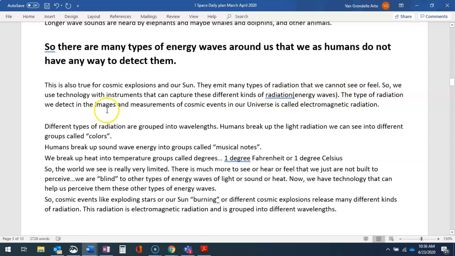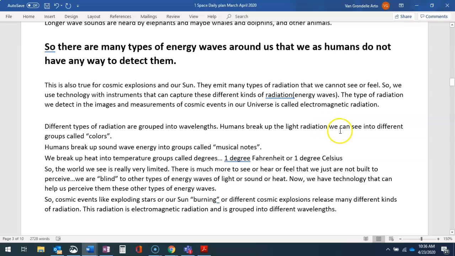The type of radiation we detect in the images and measurements of cosmic events in our universe is called electromagnetic radiation, a type of energy wave. We can see a small bit of all these different types of electromagnetic radiation, but there's a lot being emitted that we cannot see. Different types of radiation are grouped into wavelengths.